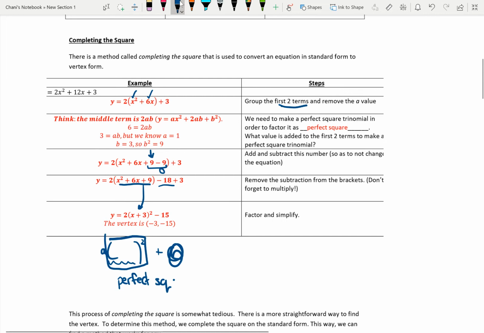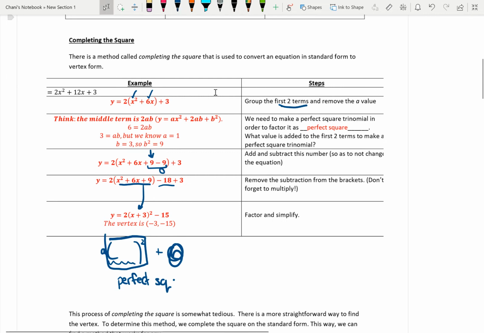From there, we just collected like terms here. Negative 18 plus 3 is negative 15. And inside here, we just factored this as a perfect square trinomial, which is x plus 3 all squared. So this is the vertex form of this standard form equation, and we can see that the vertex is negative 3, negative 15.